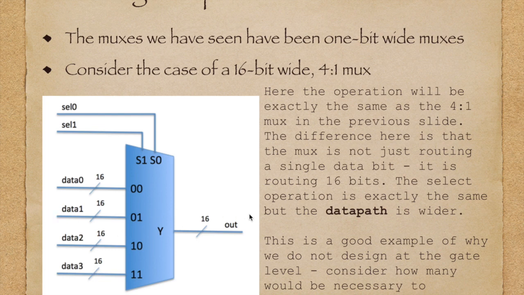So this is referred to as the data path. We'll see this is the control. This is what is choosing how this multiplexer should operate.